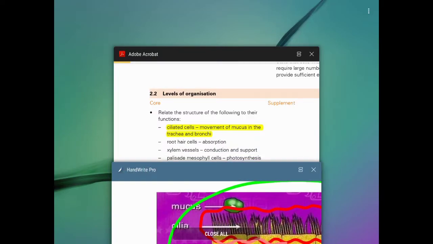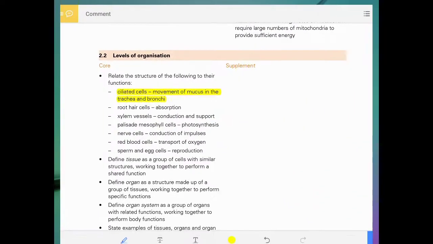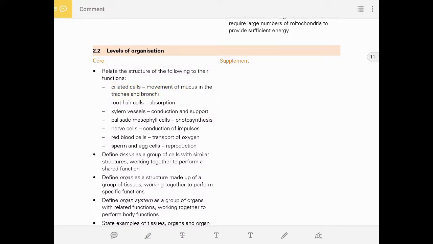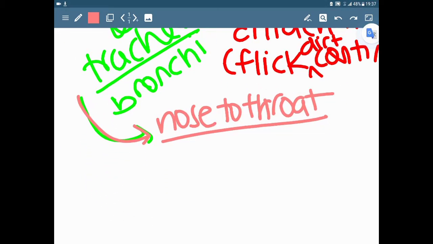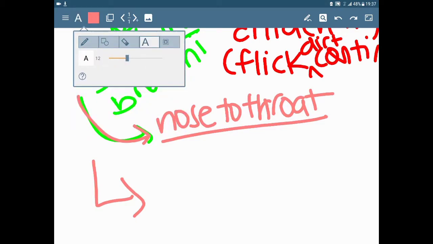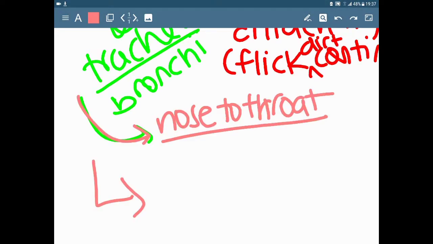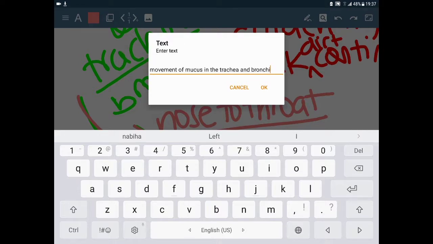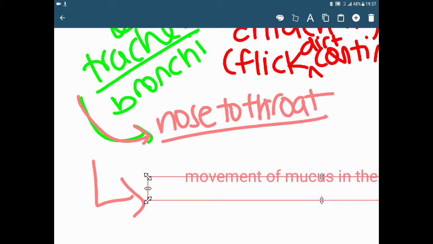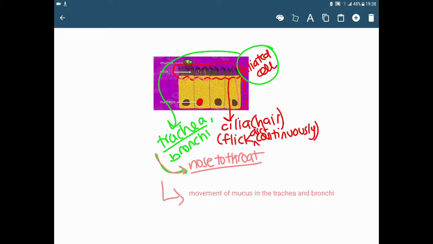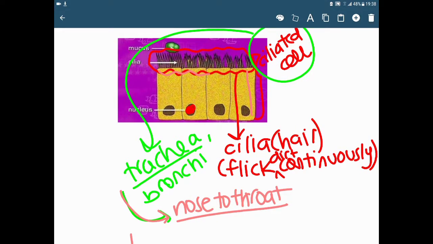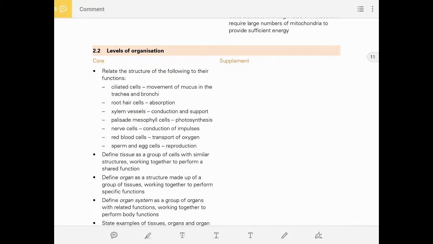What the ciliated cell does is it's for the movement of mucus in the trachea and bronchi. So the cilia move mucus, they trap bacteria, and they flick it down the throat or up the nose. So that's what it is. Okay, this is important. Now, this is done.